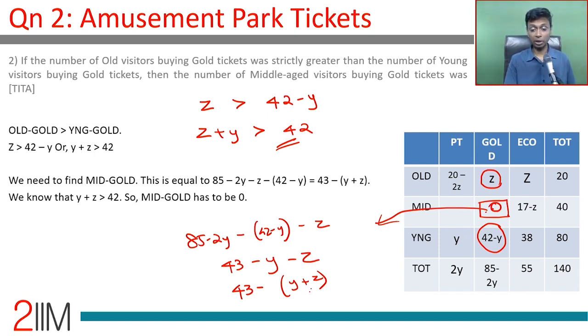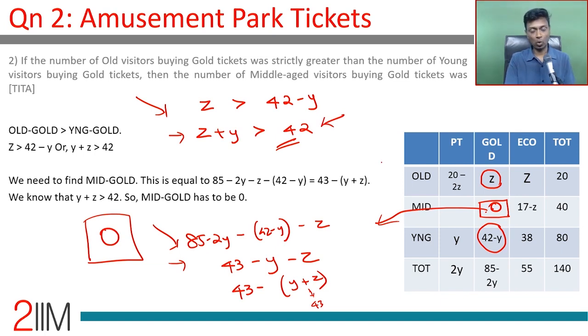The minimum value y plus z can take is 43. So there's only one possibility for this. y plus z will be equal to 43. The number of middle-aged visitors buying gold tickets was 0. Wonderful question, because we simplified this. Luckily enough, the moment you simplify this and this, we know that this inequality effectively means that y plus z can only be 43. Only one possibility exists.